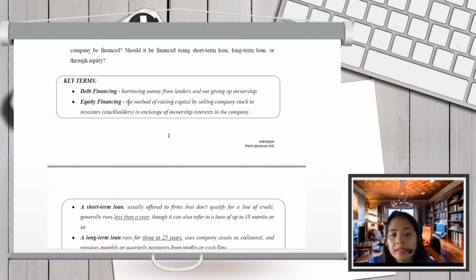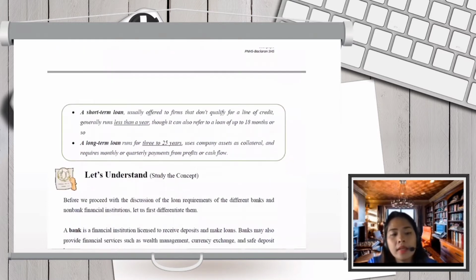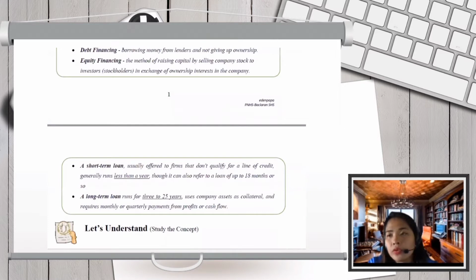Alright, equity financing, the method of raising capital by selling company stock to investors or stockholders in exchange of ownership interest in the company. So basically, ito yung nangyayari sa mga corporation, sa mga malalaking kumpanya, kagaya ng San Miguel. Right? Yan. So, the basis of ownership is sa stocks.